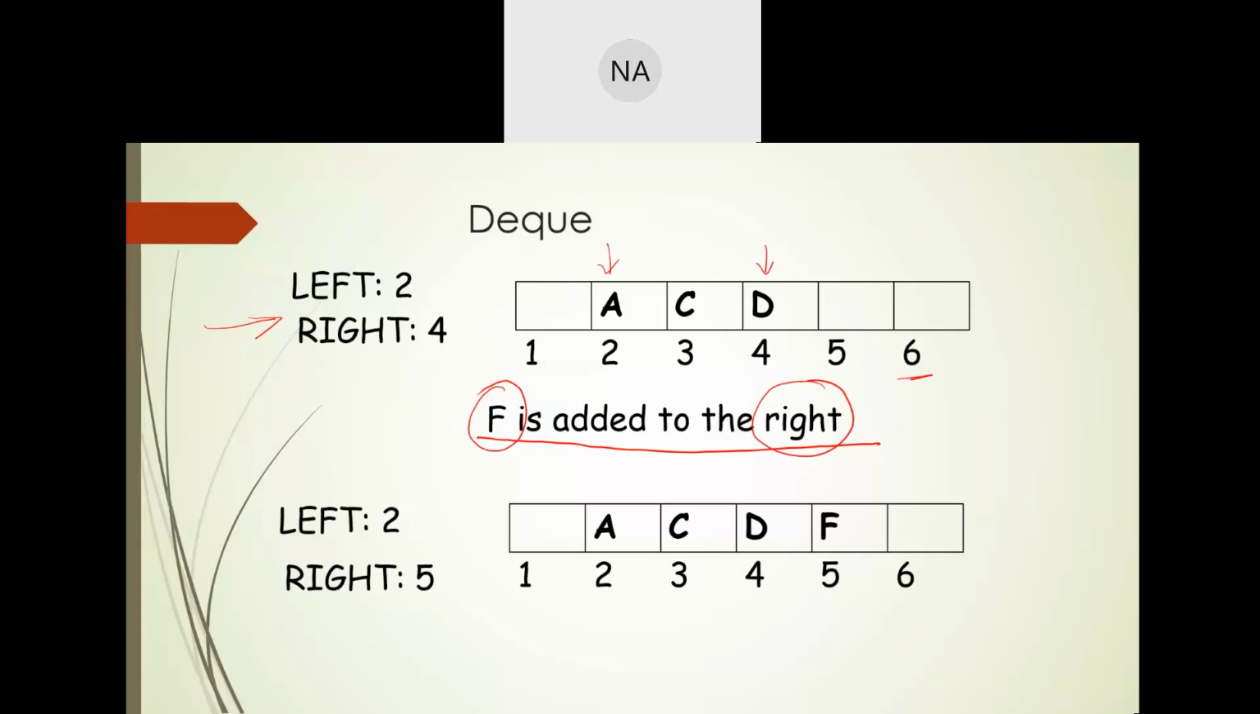So we say that we have to insert the new element F at the right end. The right pointer is 4, so the new element F will be inserted at the next free location at the right side, and the right pointer will be incremented by 1. So this is the insertion in the deque.